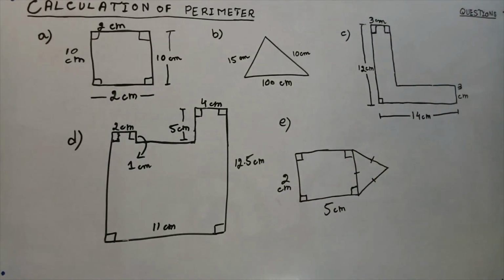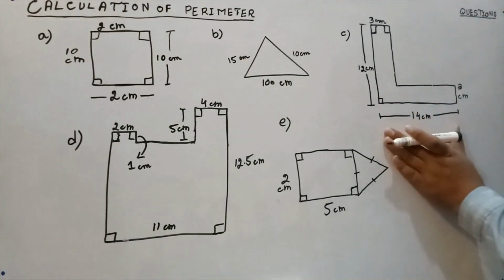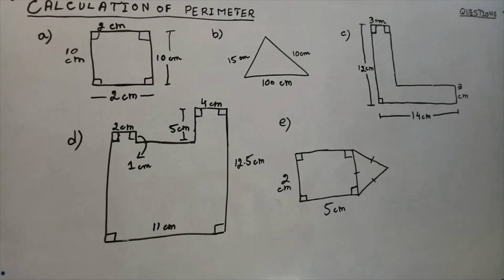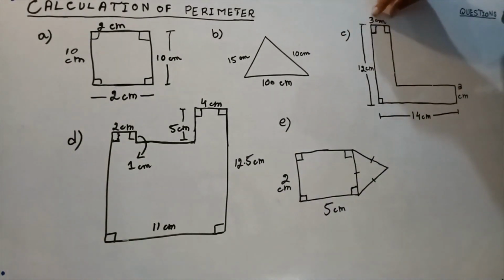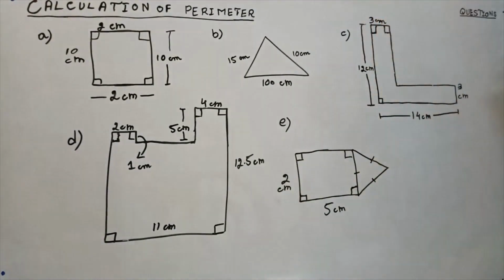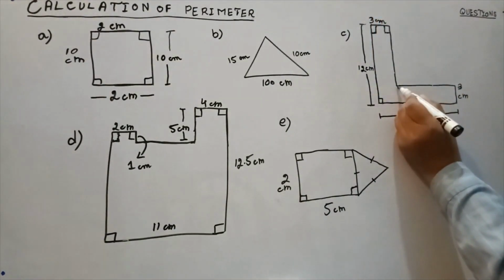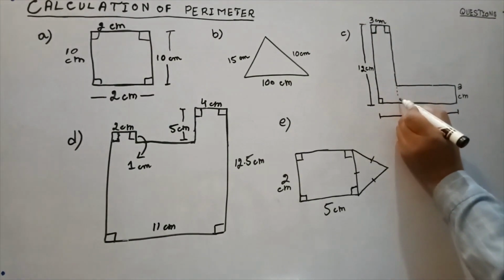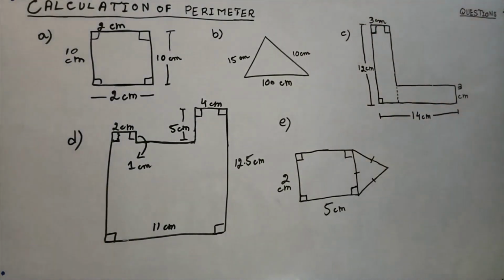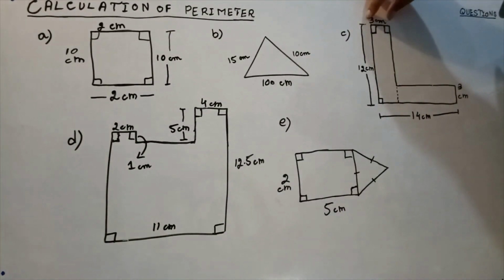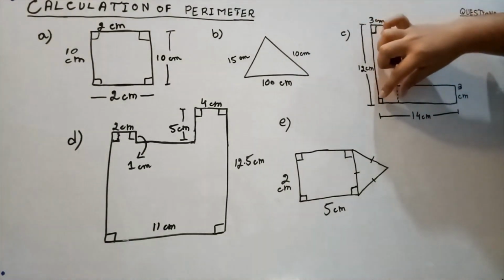So let's see how to find these 2 lengths. First of all, you can see this length is given to us, which is 14 centimeters. This length is 3 centimeters. This one is actually this one. It means that if I extend the above line like this, actually this length is 3 centimeters.